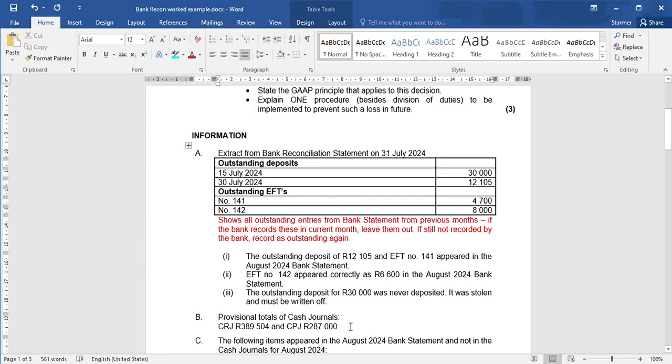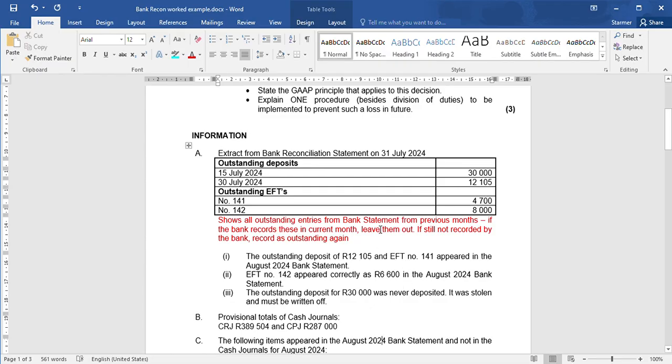Alright, and then the information here below tells you the outstanding deposit of 12105, that's this one, and the EFT number 141, they appear in the bank statement. In other words, there's no longer a difference between our books and the bank's books, so you will leave those out. If you look at the next one, the EFT appeared correctly as 6,600 in the August bank statement.